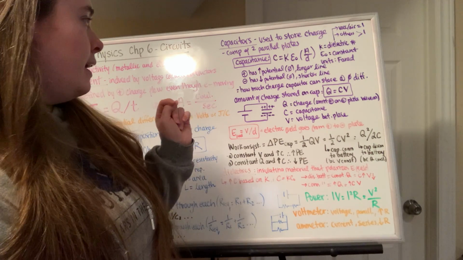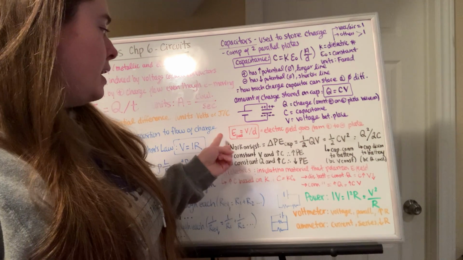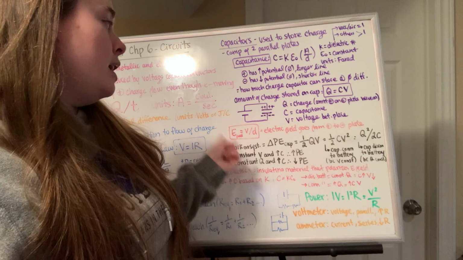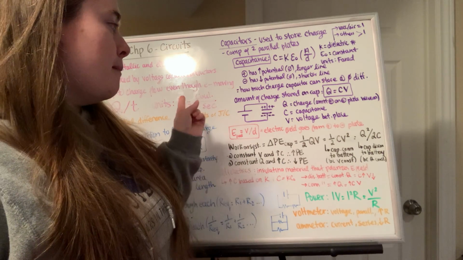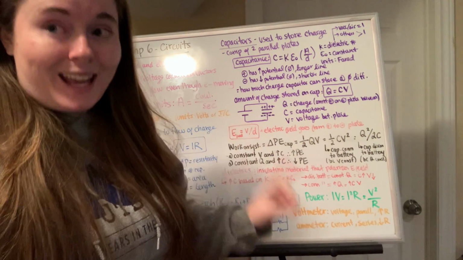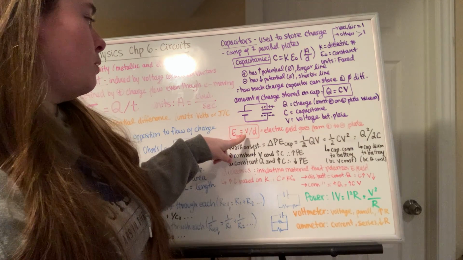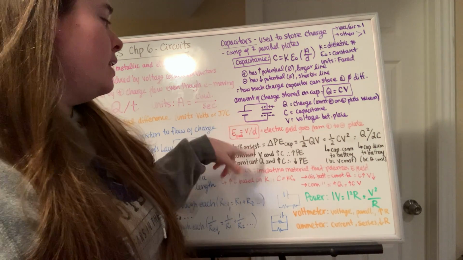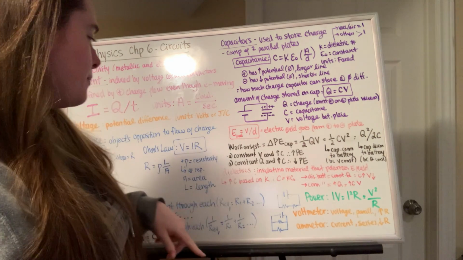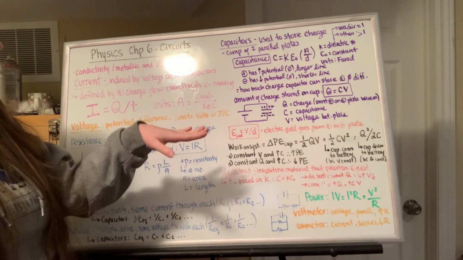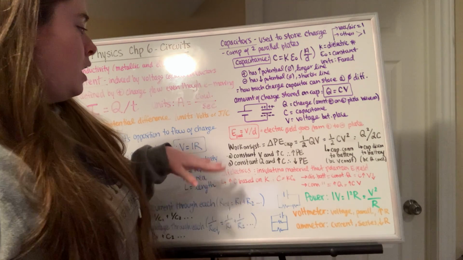Okay, so another thing that we need to talk about is the electric field. The electric field goes from the positive to the negative plate. And that equation is V over D, voltage over distance, okay? Perfect, just a little tidbit in there.